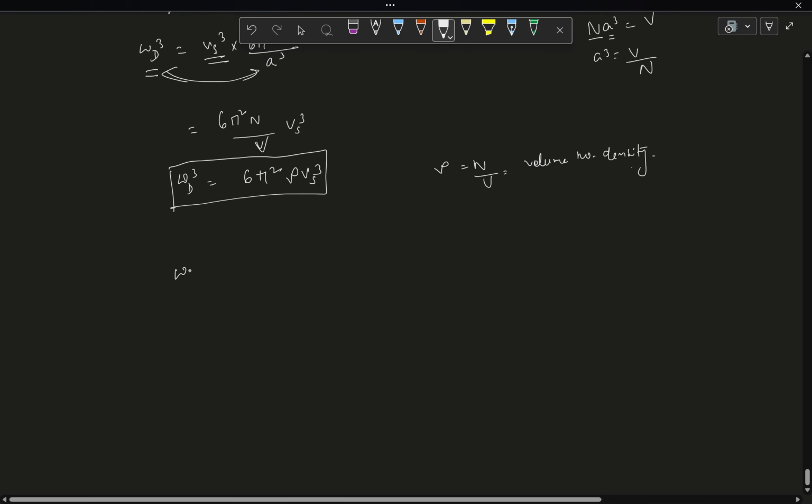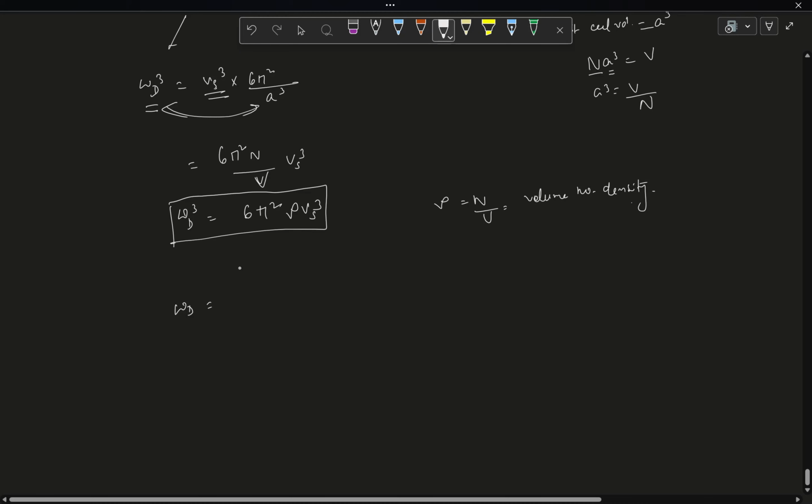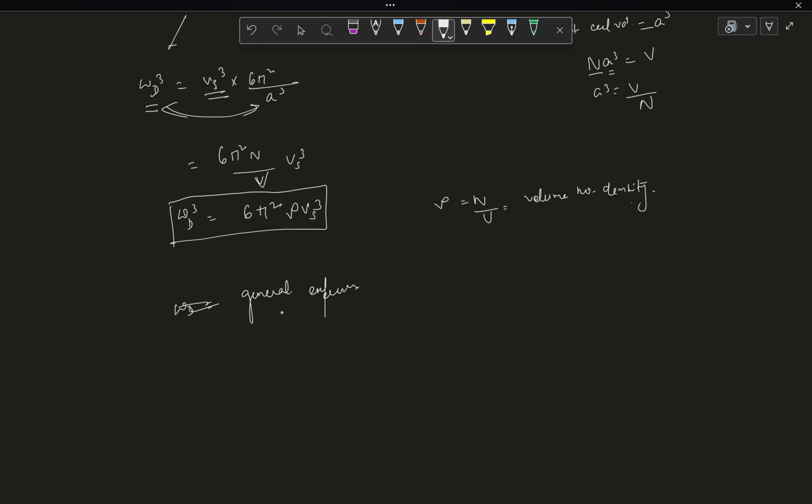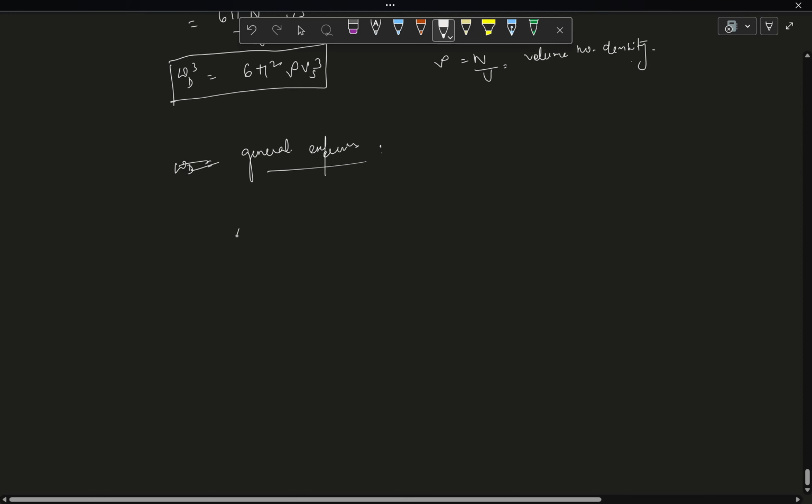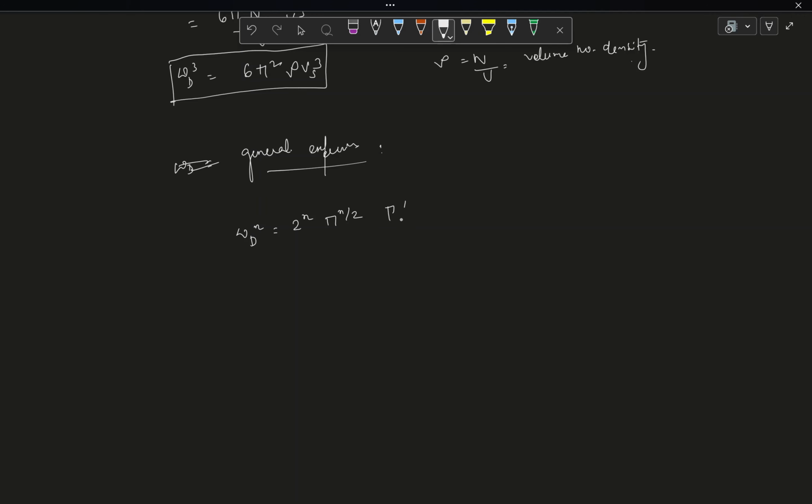So here your omega d is equal to, here it will be also we can write down a general expression, as I was saying, that apart from just talking about only 1D, 2D or 3D, there is also a general expression combining all these dimensions, that is equal to Debye frequency omega d to the power of n equal to 2 to the power of n pi to the power of n by 2 into gamma 1 plus n by 2 n by L to the power of n, Vs to the power of n.